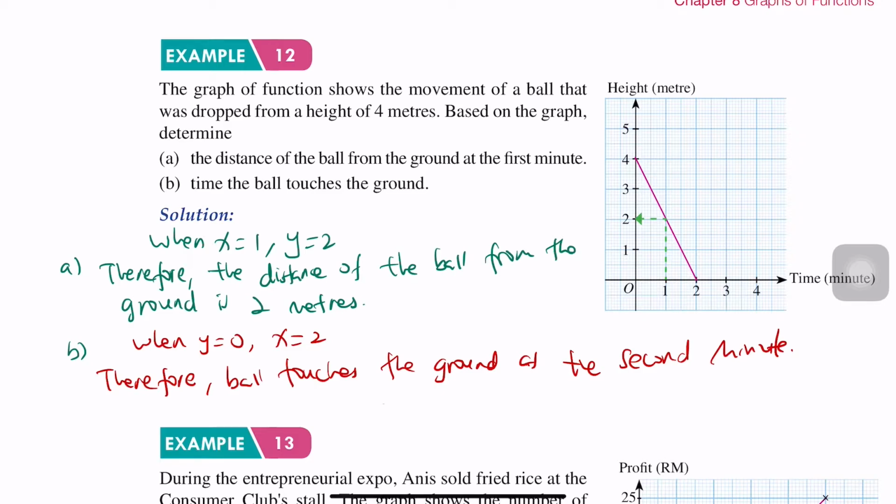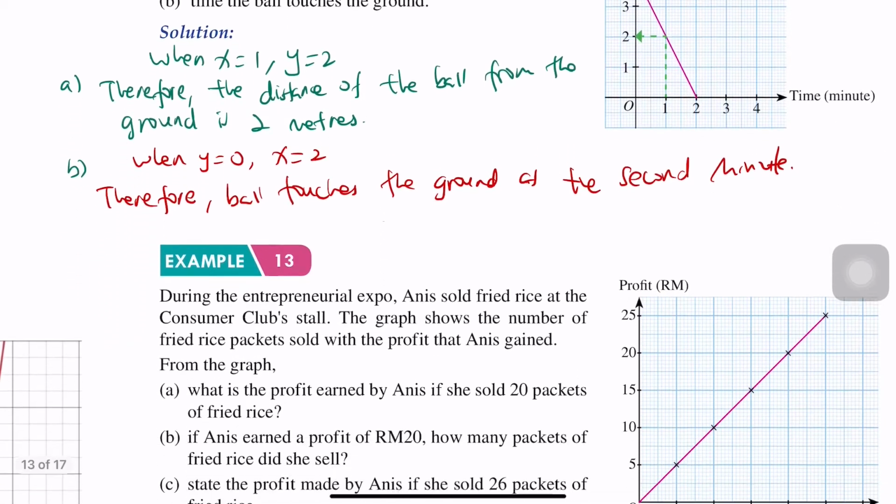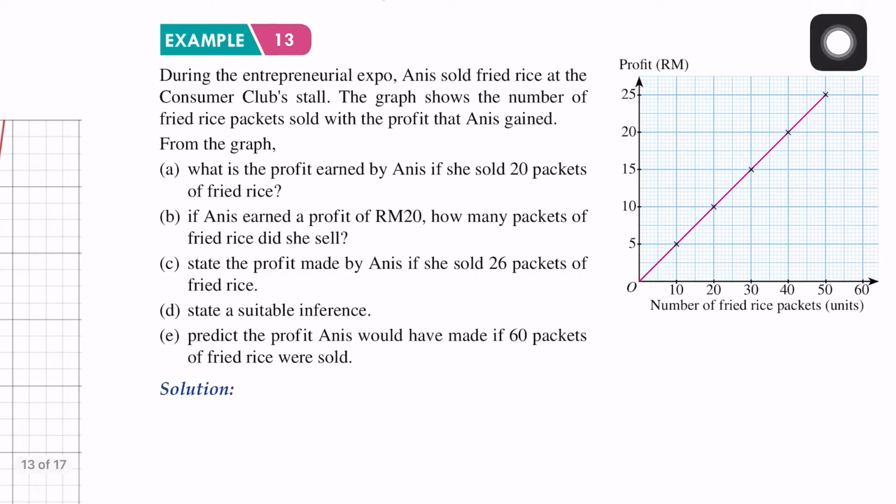Okay, senang kan? Okay, so next, let's continue with example 13. So we have 5 questions over here. During the Entrepreneurial Expo, Anis sold fried rice at the Consumer Club's stall. The graph shows the number of fried rice packets sold with the profit that Anis gained.